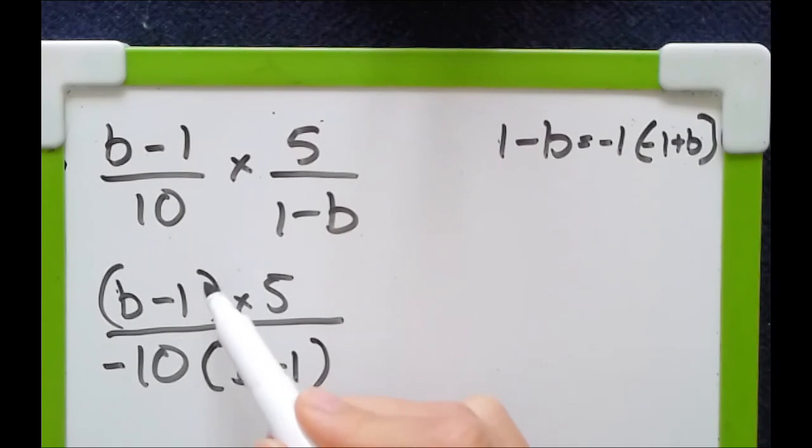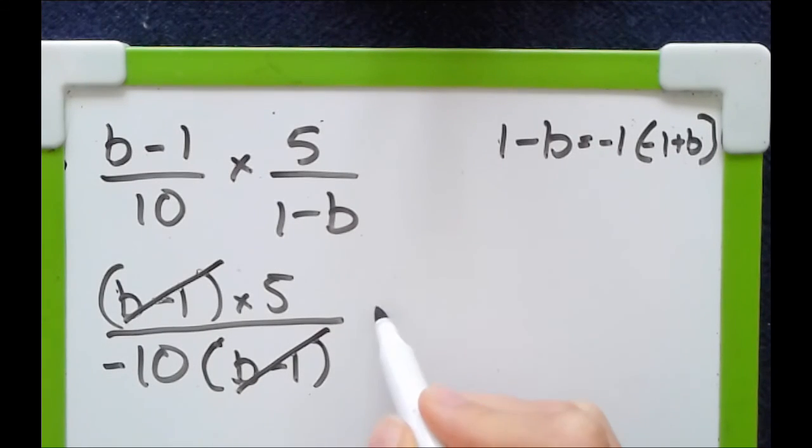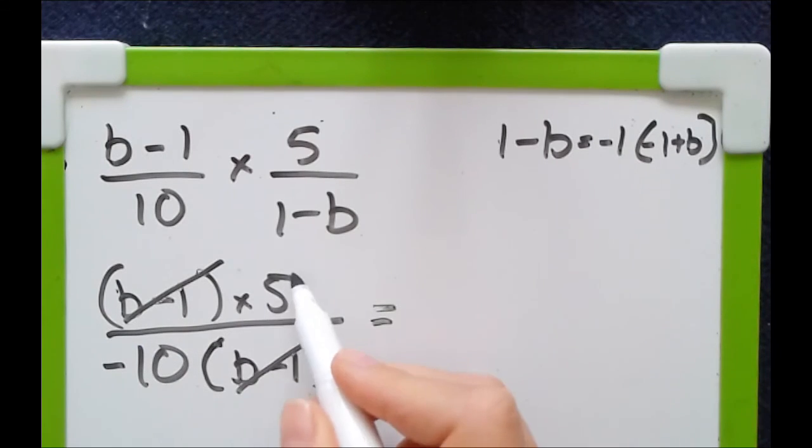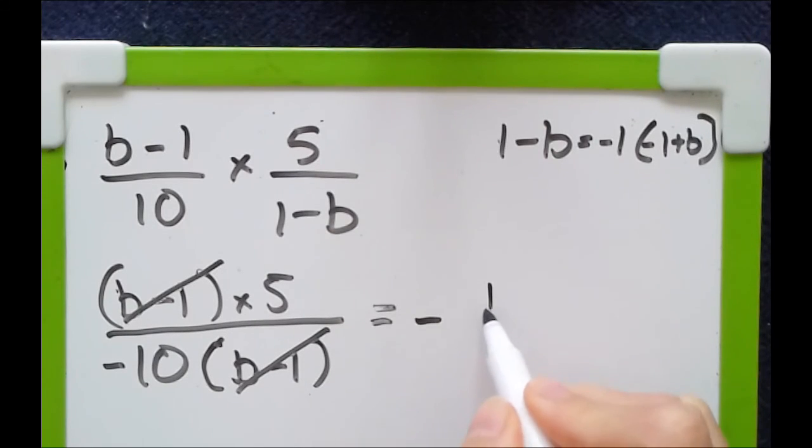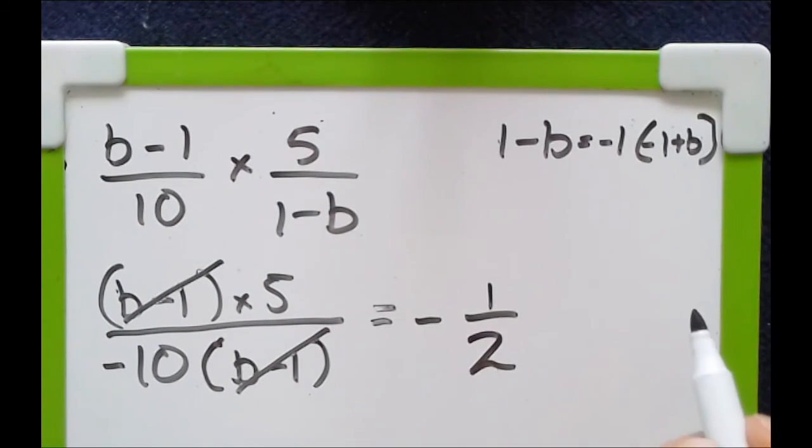So now you can see there's a common factor of b minus 1. And we also know that 5 times 2 is 10, so the 5's are going to cancel, and there's going to be a -2 left. So I'm going to put that minus right out the front. This becomes -1/2. All right, that's part 1.